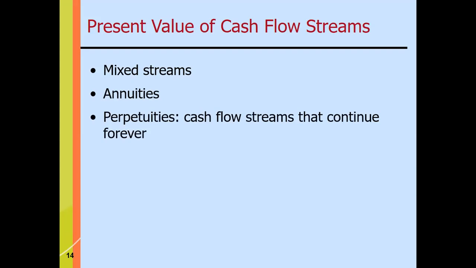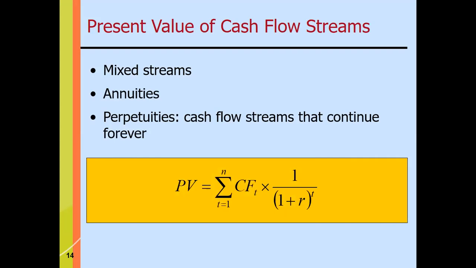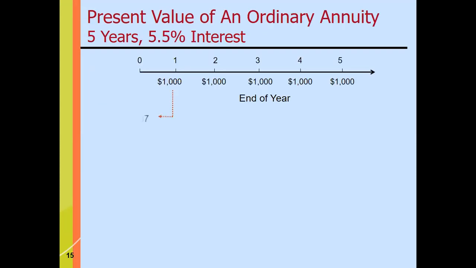In addition, we have to know the term perpetuities, which are cash flow streams that continue forever. For perpetuities, the present value is the sum of all cash flows at time t multiplied by 1 over the quantity 1 plus r to the power of t, or the time. Well, for the ordinary annuity, it would be more or less similar to what we've known.